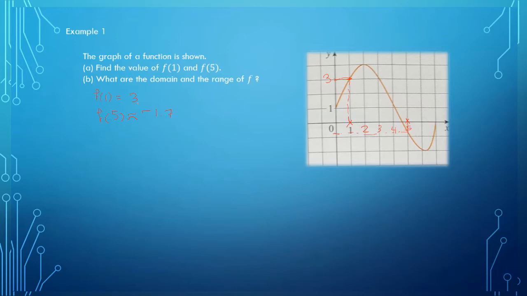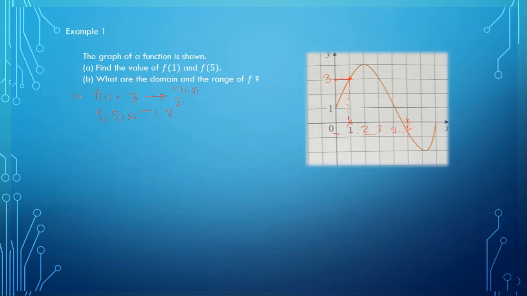f of 1 equals 3, we can say two mathematical sentences knowing that f of 1 equals 3. The first one is that the point (1, 3) is on the graph. The second sentence is that to reach the point on the graph when x equals 1, we need to move 3 units above the x-axis.